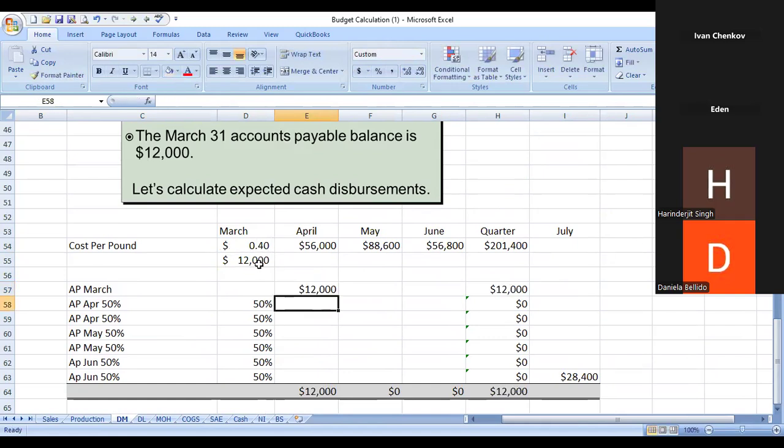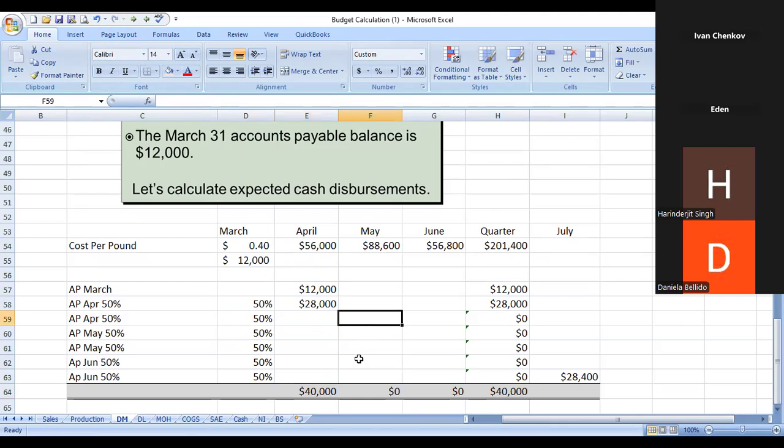The next thing that we have to pay in April is the 50% of the purchases that I made in April. And that will be, sorry, not that one, wrong. Here, it's going to be the 50% of total cost for the purchases. So in April, we're going to spend only $40,000 for the materials.